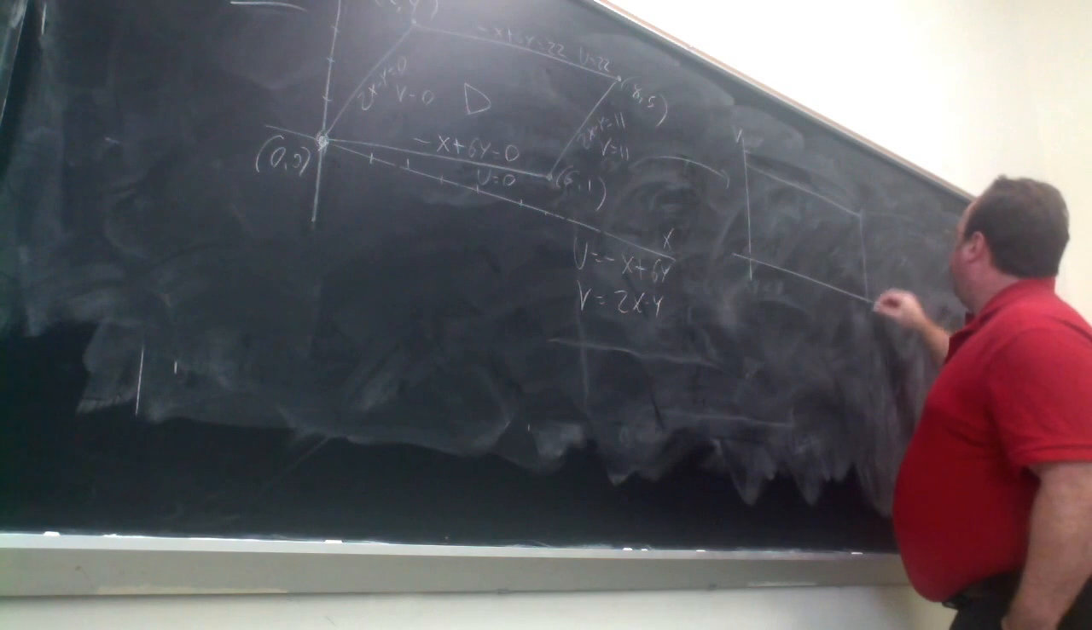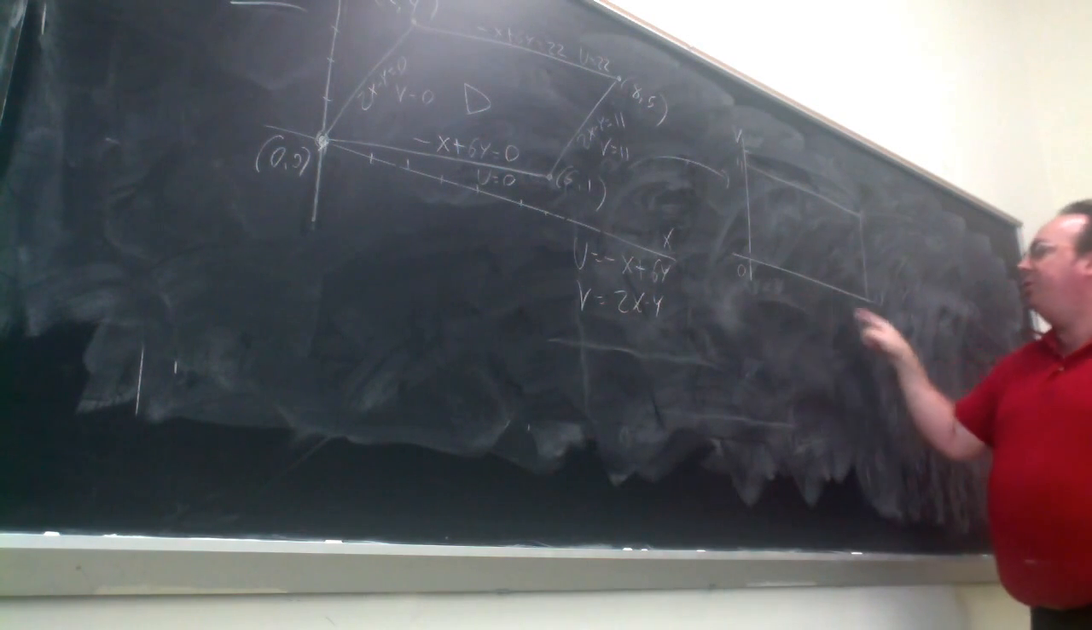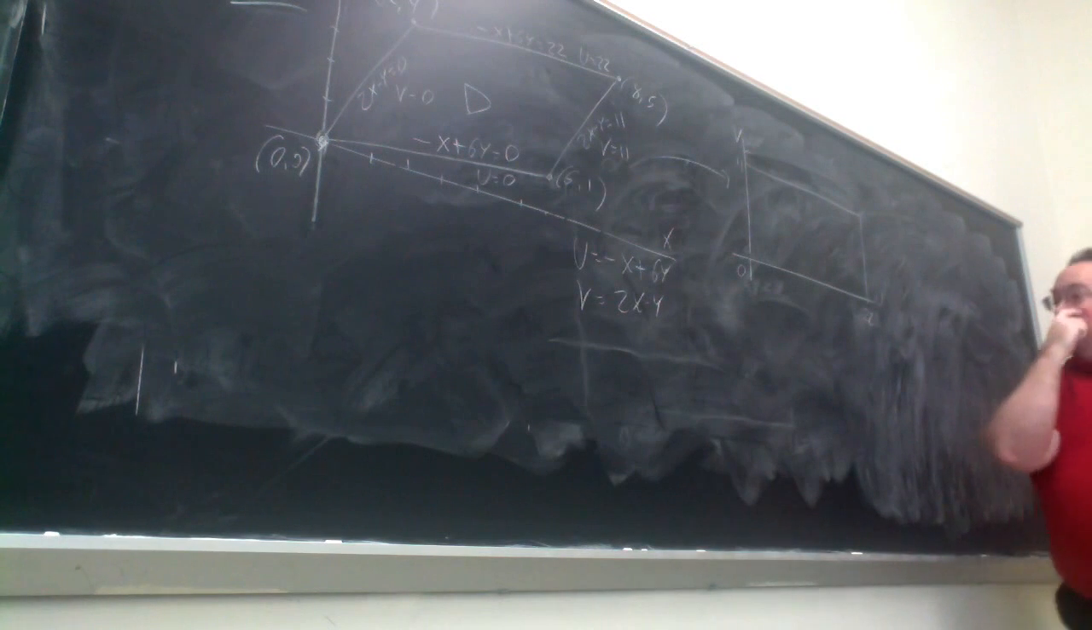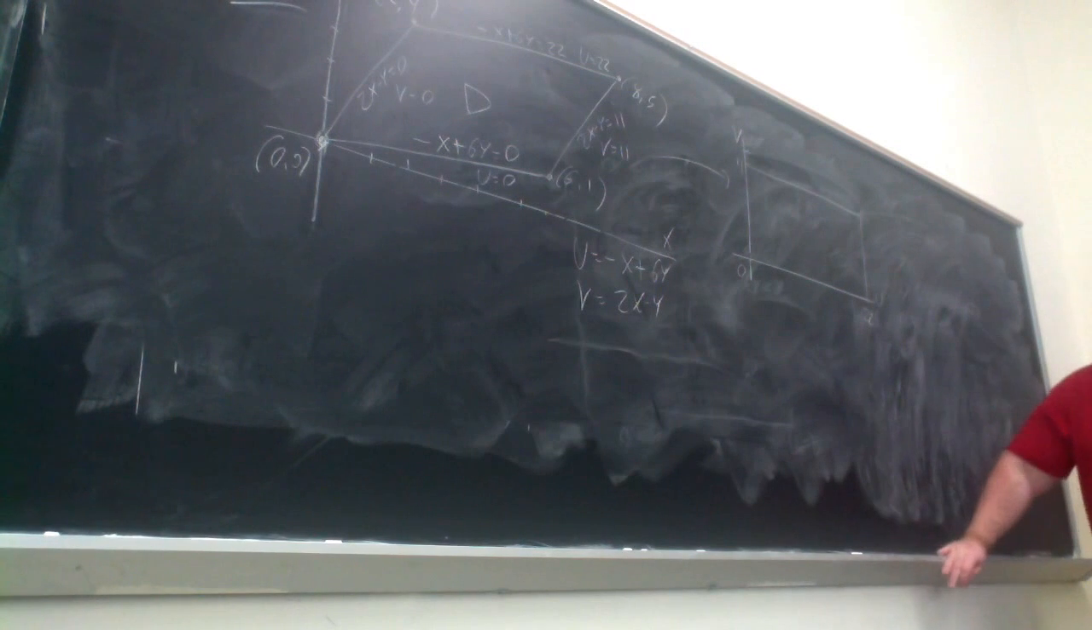So now I have u going from 0 to 22, v going from 0 to 11. I have a question. Yes. So, just to be clear on the conceptual part, you're just taking a parallelogram of a certain area and converting that into a square of the same area, right?